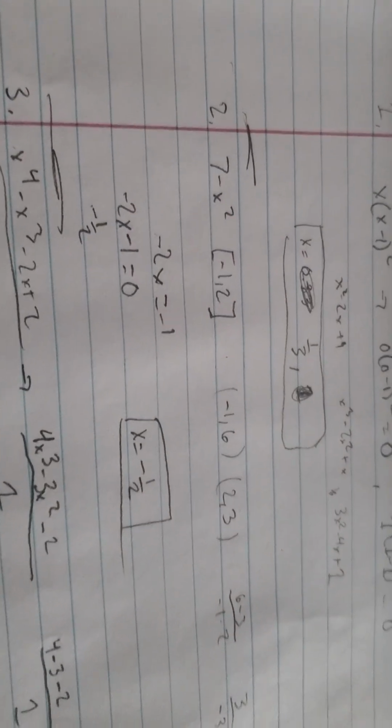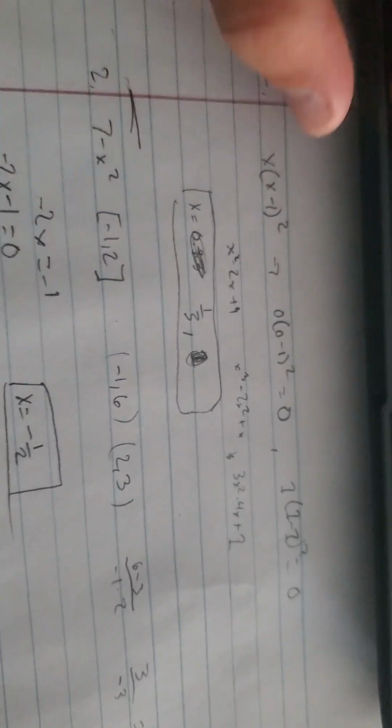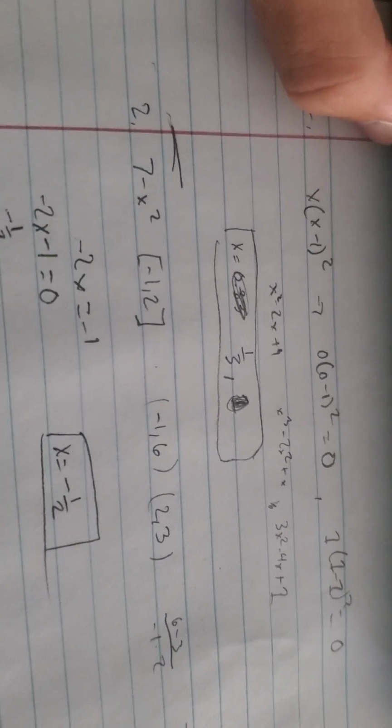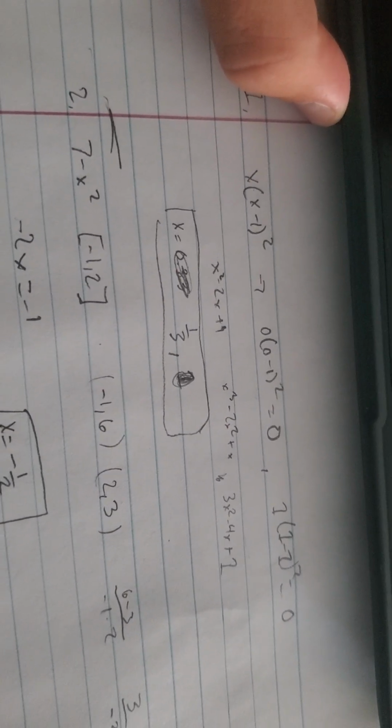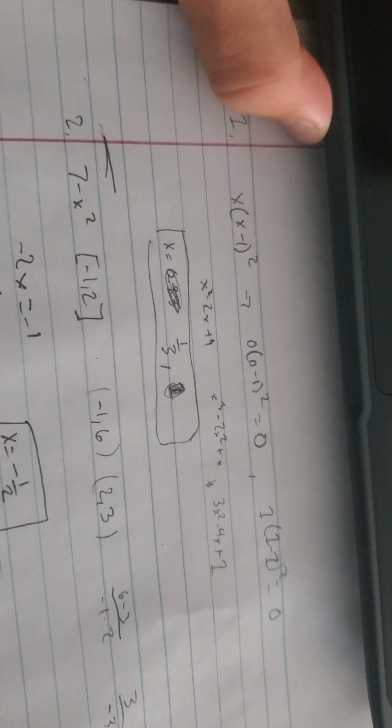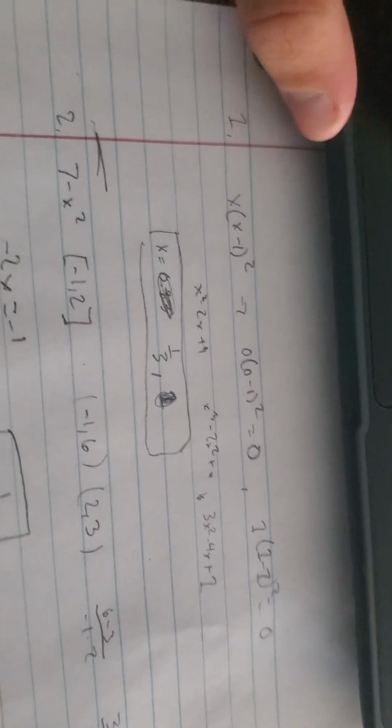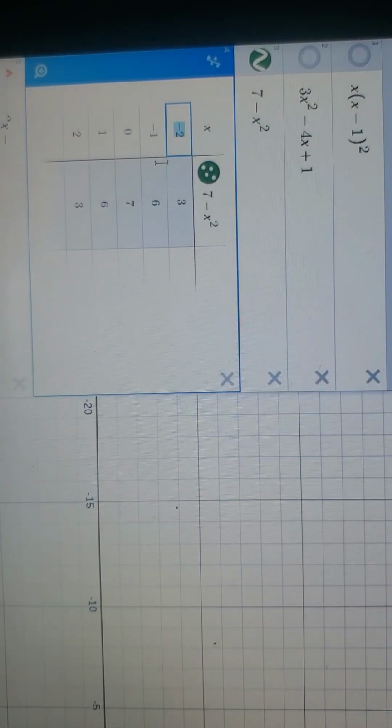So for the second one, it asks to find if the mean value theorem applies to the following function on the given interval, which is 7 minus x squared on the interval -1, 2. So first we have to find what the values at -1 and 2 are. Let me pull this up on Desmos. So 7 minus x squared. As you can see here, at -1 it is 6, and at 2 it is 3. Those are the points there.